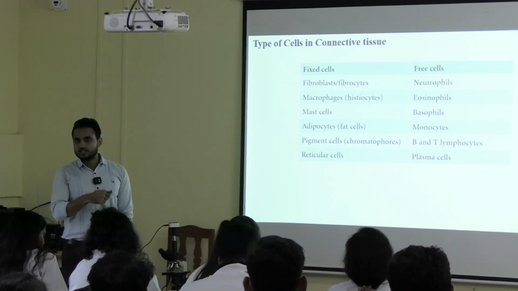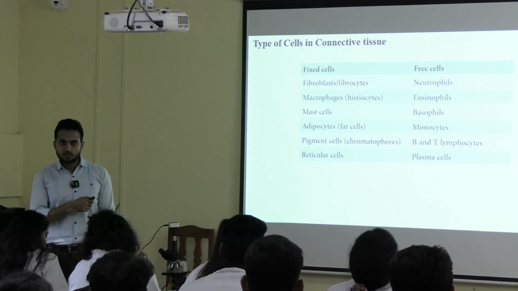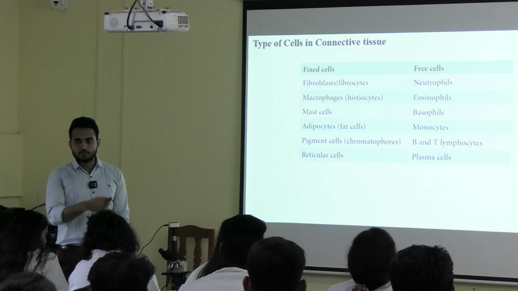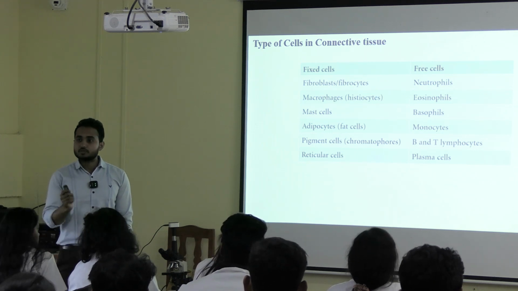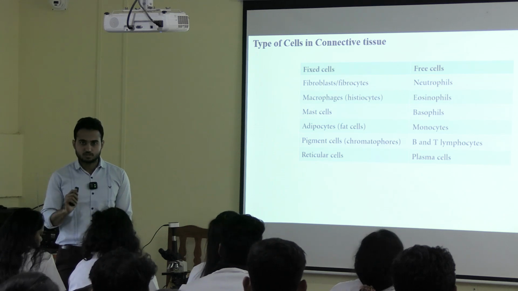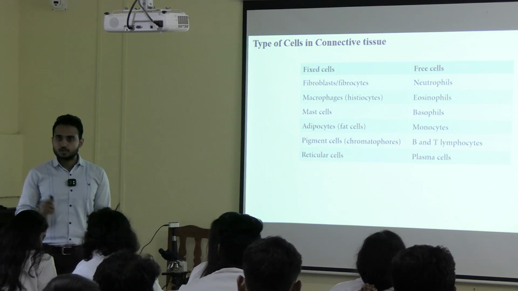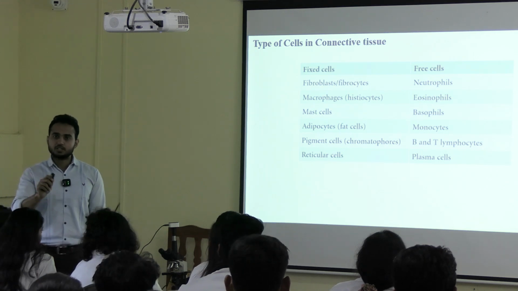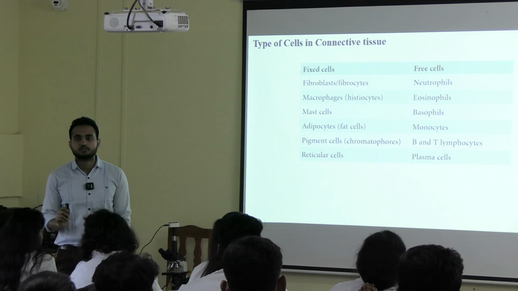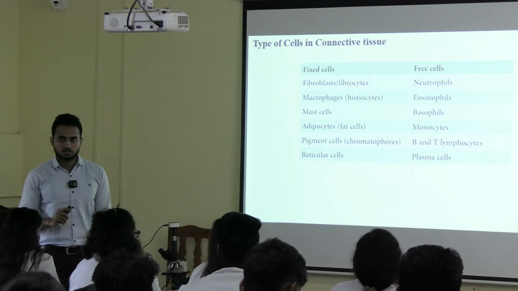Now, can you see the list of free cells? Have you heard about these cells? I'm talking about free cells. Yes. Where have you studied? You have studied in blood, that's also in physiology. So you know the structure, you know the function. The same function is done by these cells in connective tissue only. And these are nothing but the cells of immune response.